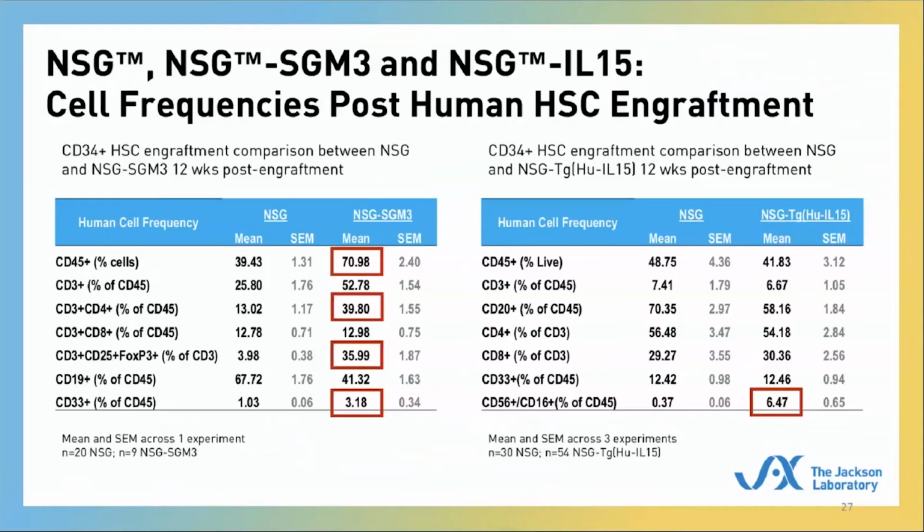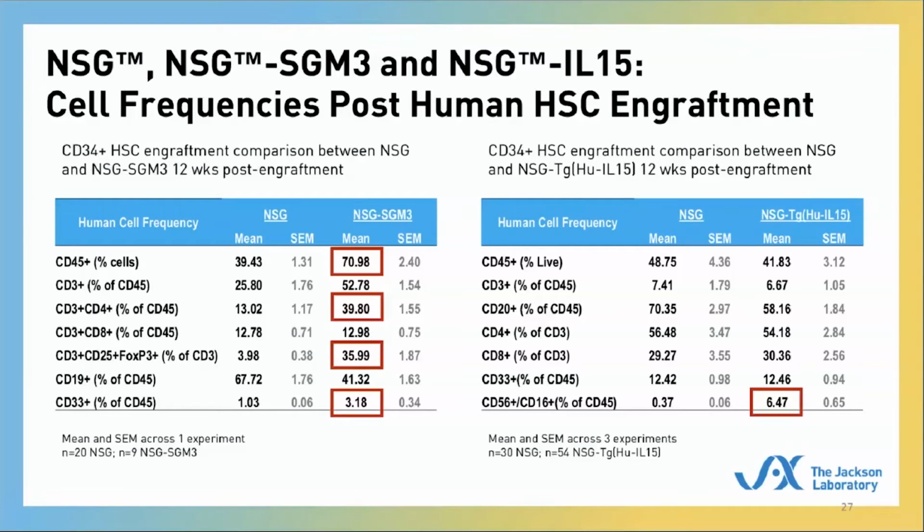So just an overview of the engraftment data with these different strains. I would just bring your attention to the boxes. So we're comparing the NSG to the SGM3 and NSG to the NSG IL-15. So I really want to just focus on this box at the bottom here. That is a frequency of CD33 cells as a percentage of CD45, so that's a myeloid cell marker. And you see that in the NSG SGM3, you really have really high levels of myeloid cell engraftment.